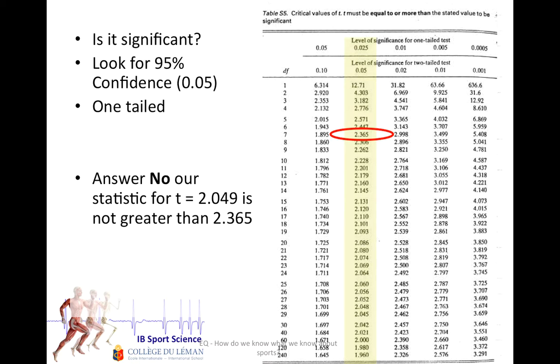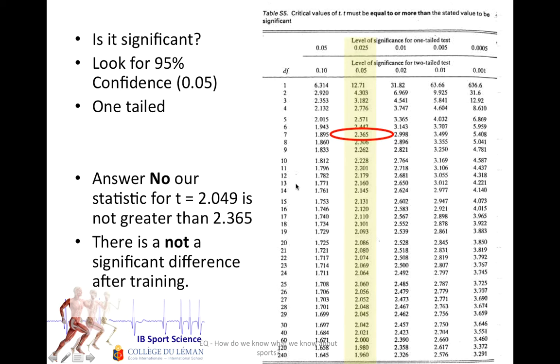Now, the answer then, therefore, is that our t-statistic, 2.049, is not greater than 2.365. So if you read at the top here, it says critical values for t must be equal or more than the stated value to be significant. So our t statistic, 2.049, is not greater than the value that we get in the table of 2.365. Therefore, there is not a significant difference before and after training.